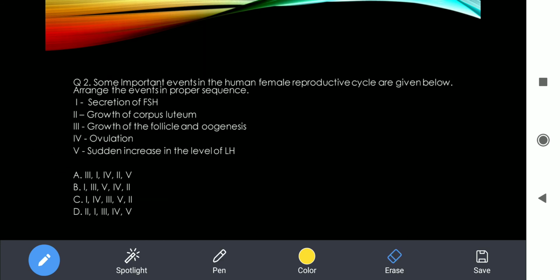Now, for that, how can we arrange? We need to know about every segment. First, during the proliferative phase in the human female reproductive cycle or menstrual cycle, the anterior lobe of the pituitary gland secretes the follicle stimulating hormone. That is, FSH is the first hormone which is secreted by the pituitary gland. It goes to the ovary and activates the formation of the follicles, which stimulates the ovarian follicles to secrete estrogen.